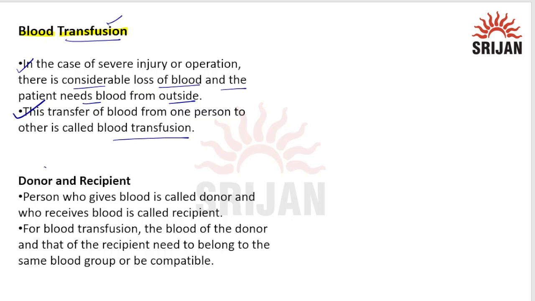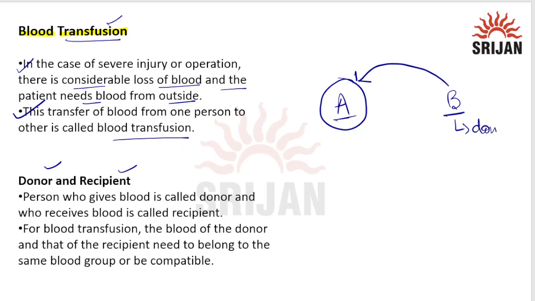Now comes the concept of donor and recipient. So what happens? Suppose this is person A and this is person B, and this person A met with a road traffic accident unfortunately. What will happen? There will be a loss of blood. So now this person A is in need of blood and this person B will give the blood to this person A. Now you tell me who will be the donor and who will be the recipient. Who is giving the blood? The person B is giving the blood.